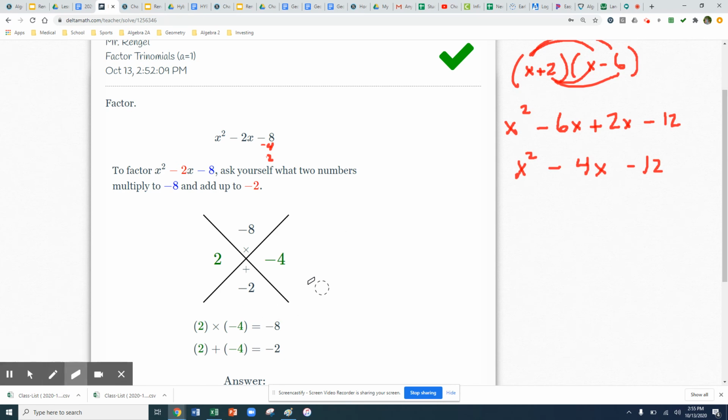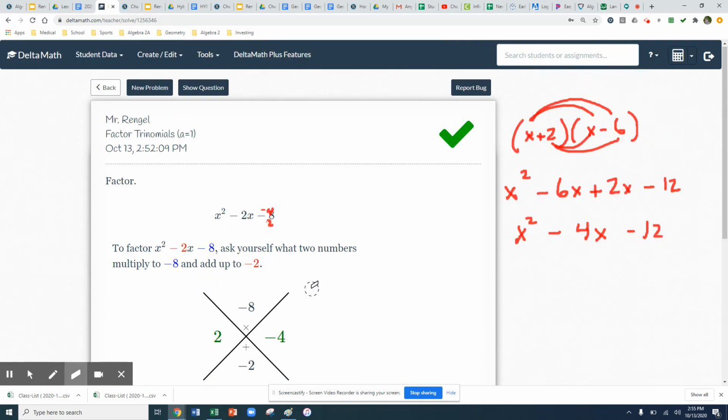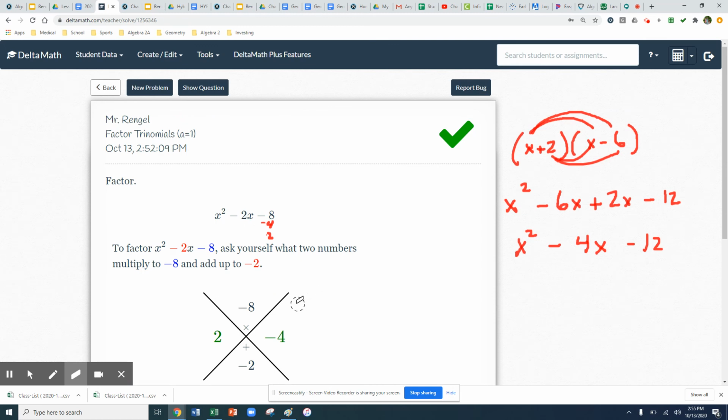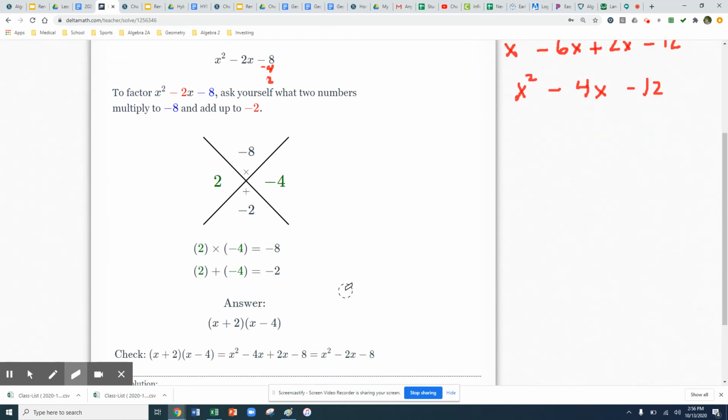So if you go out and search for videos on factoring, you're going to find all different methods. You just need to find the one that works best for you, and then you should be able to kind of hone in on that strategy to be the best factor that you can be.